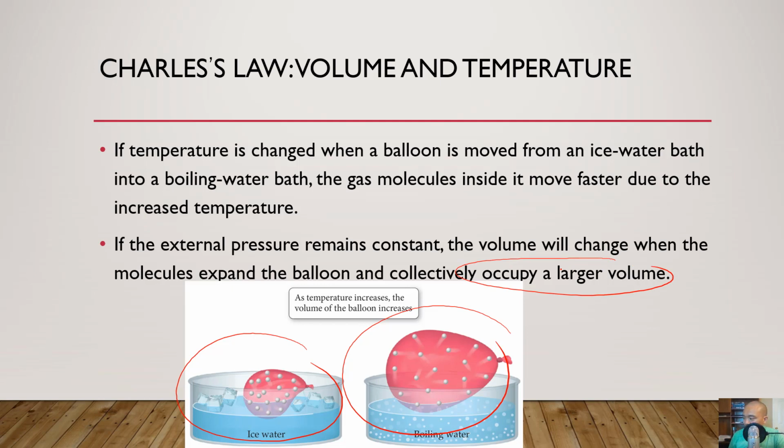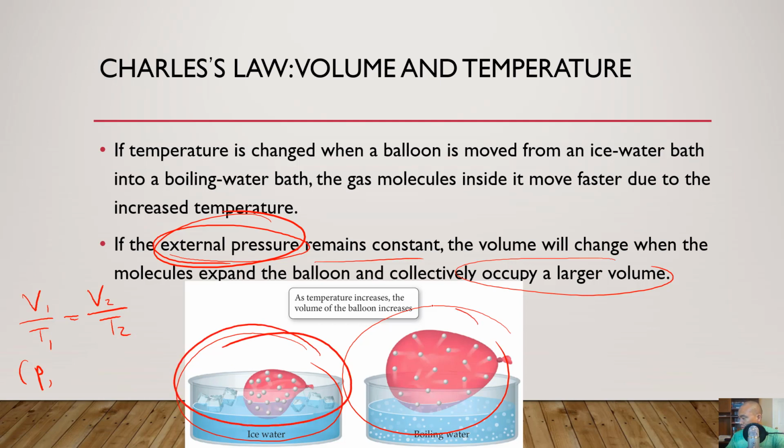Please note that the external pressure remains constant in this case, and the balloon will not have a leakage of the gases. In other words, N, the number of molecules inside, is also the same. So for Charles's law, this is valid, but external pressure P is a constant, and the number of gas molecules trapped inside is also constant. So P and N are kept constant.